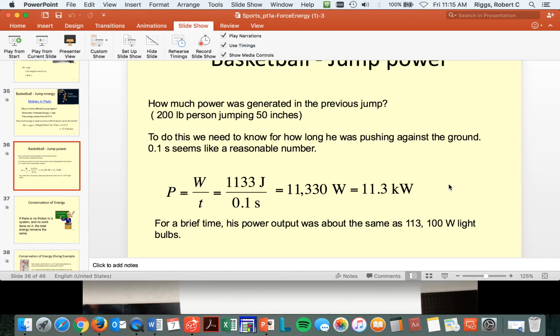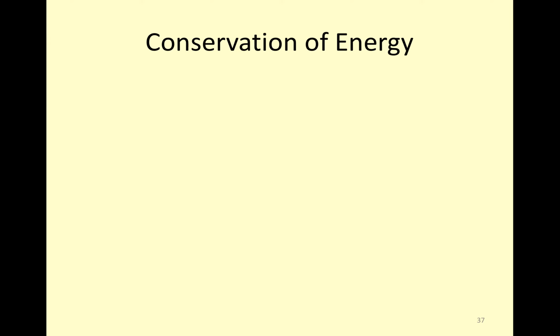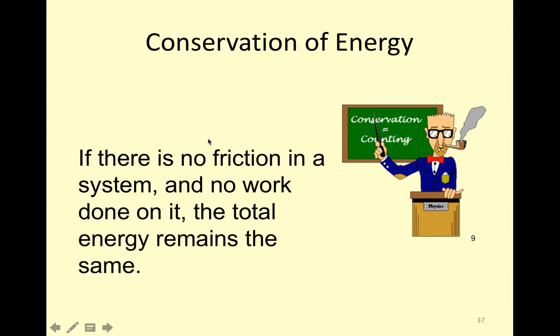All right, so now let's talk about the conservation of energy. Conservation of energy says this, and it's kind of confusing. Basically, as long as there's no additional work done, like there's no propulsion system or anything like that in a system, the total energy remains the same. So the amount of energy before equals the amount of energy after.